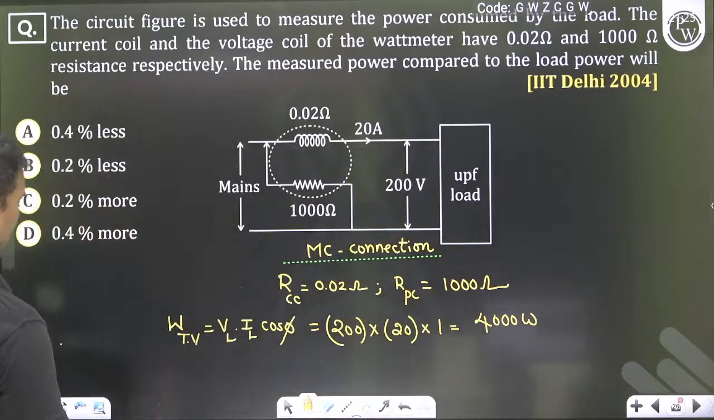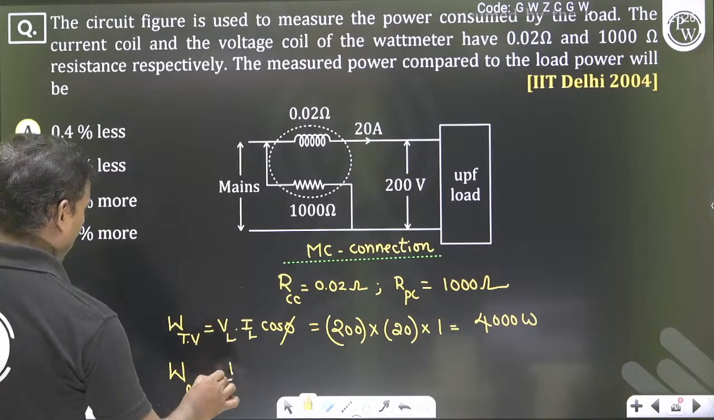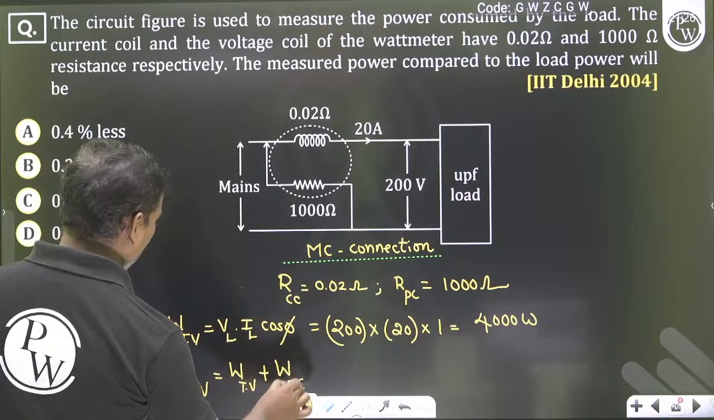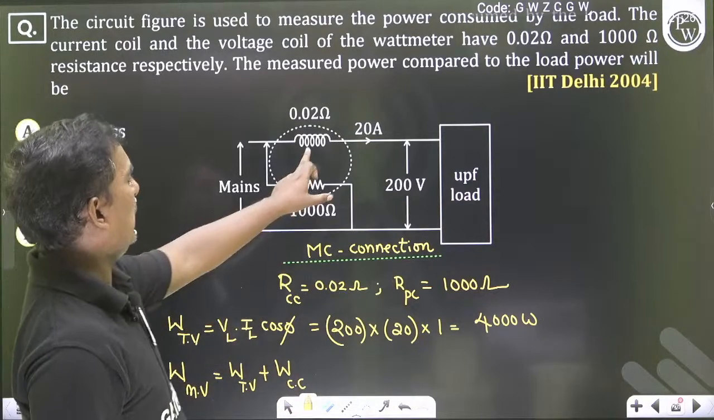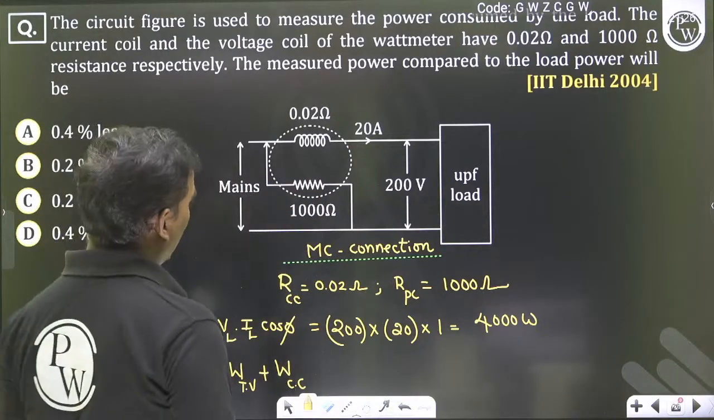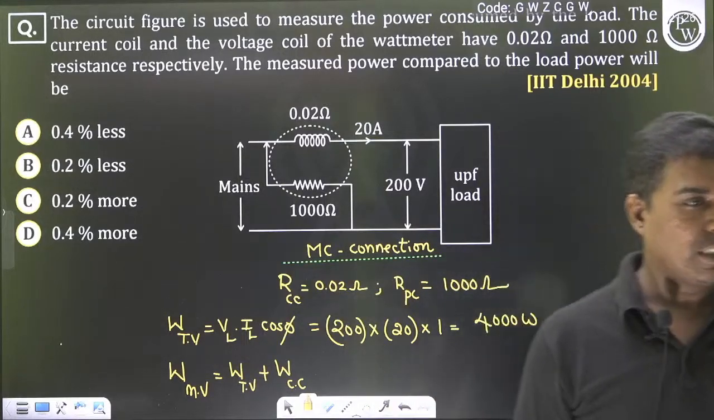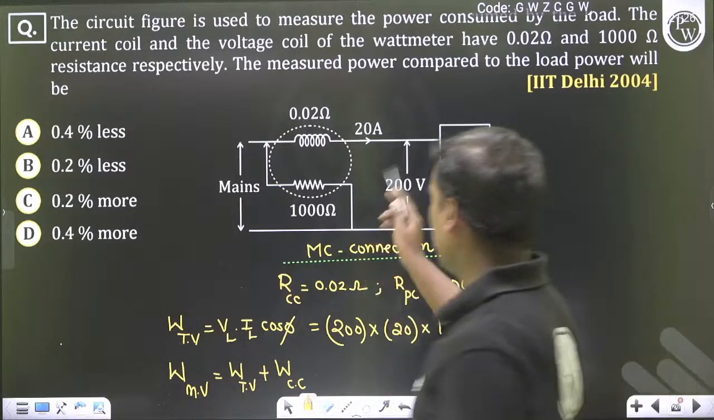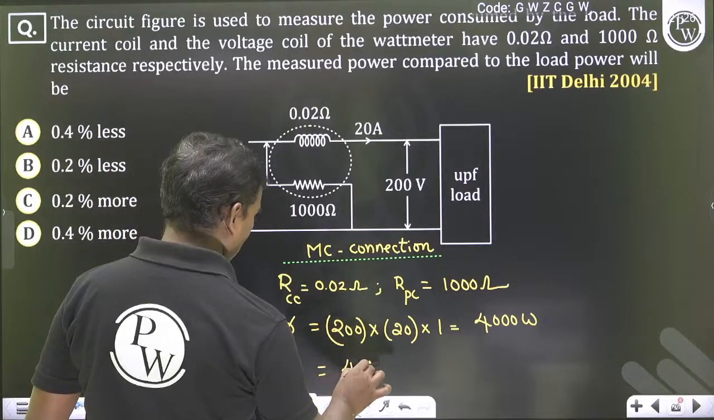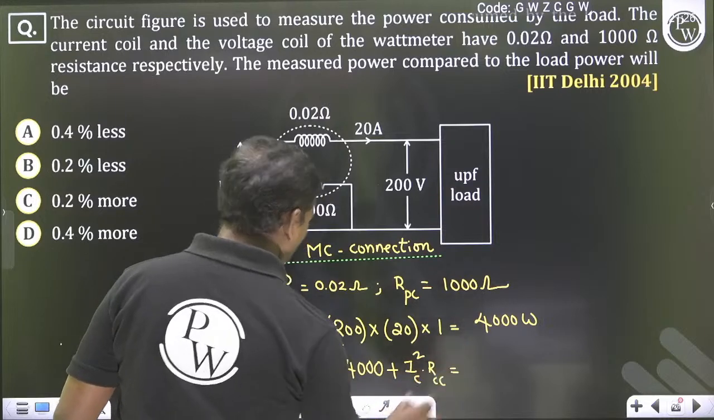So now, if you see the power consumed by the measurement value, in addition to the true value, there is extra, that is the power consumed by the current coil. Pressure coil is connected to main side, but the current coil is connected to the load side. So now क्या होता है, ये 4000 watts के साथ साथ I square RCC आएगा.